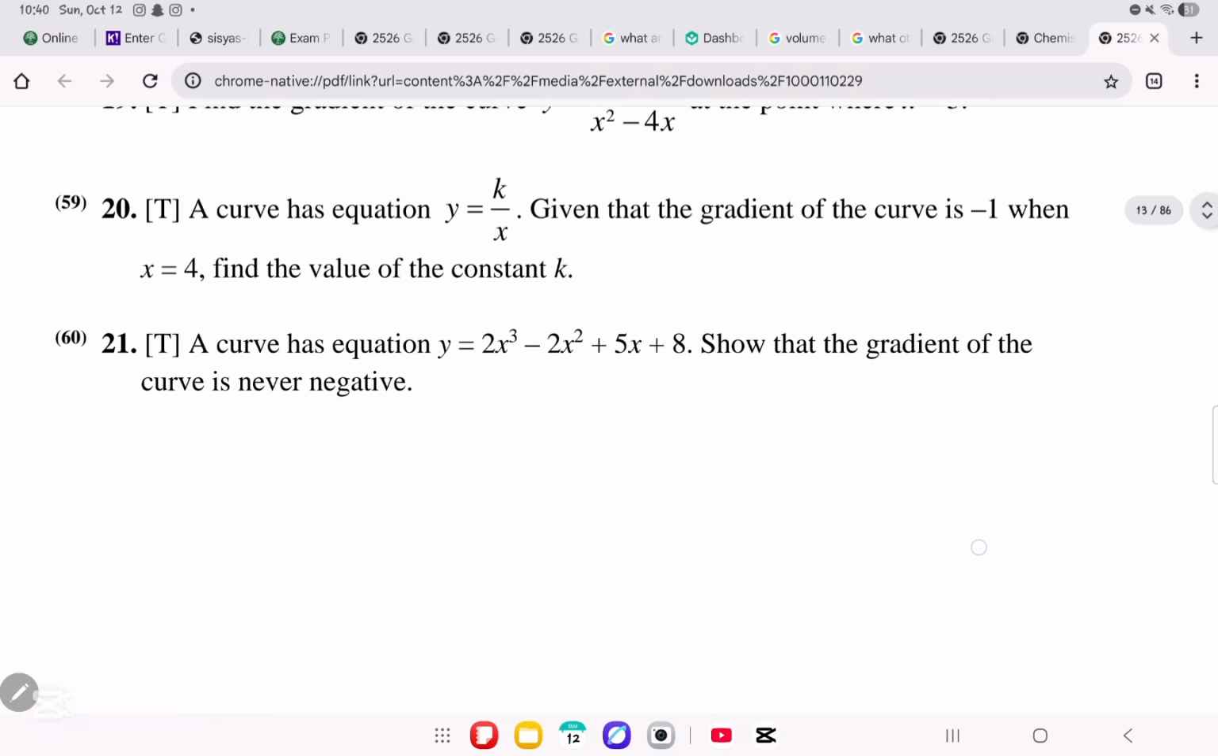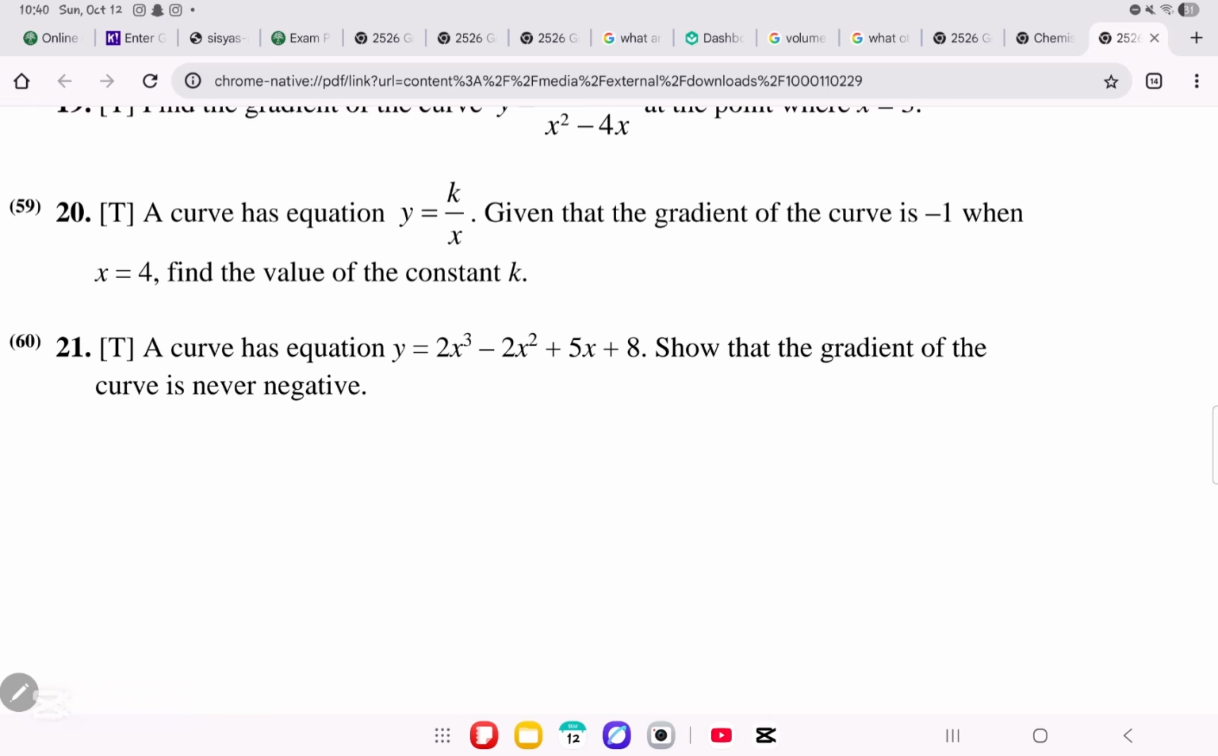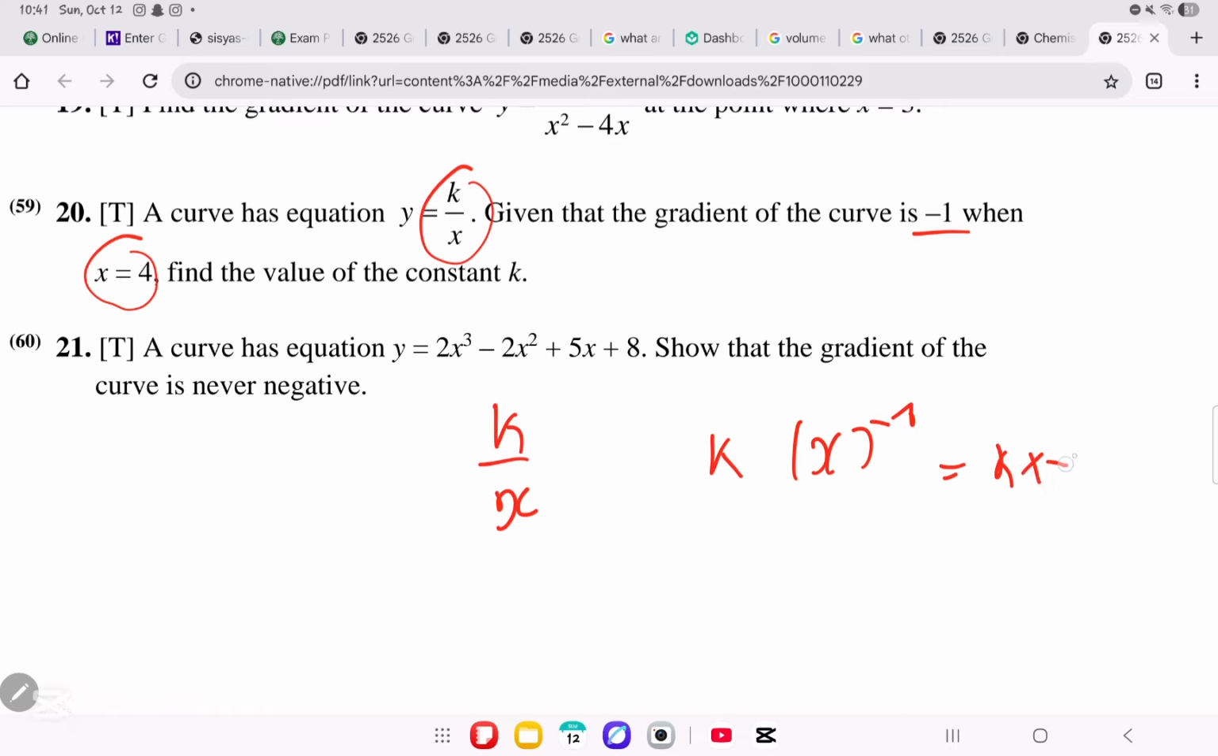Okay, 20 top. A curve has the equation y equals k over x. Given that the gradient of the curve is minus 1 when x is equal to 4, find the value of constant k. So they said the gradient of the curve is minus 1 when x is 4. That means we need to take the gradient of this. This is k over x, right? We can take it as k, because k is like a whole number, times x to the power of minus 1. So k times minus 1 x to the power of minus 2. So minus k over x squared, right? So this is the derivative, minus k over x squared.